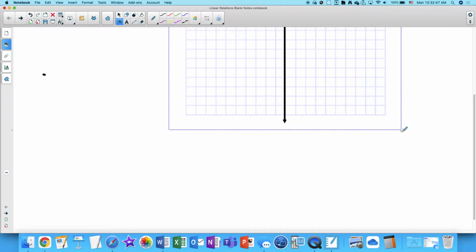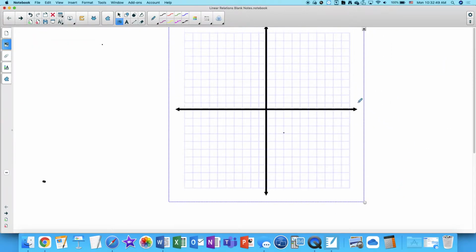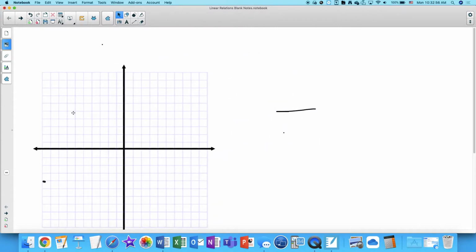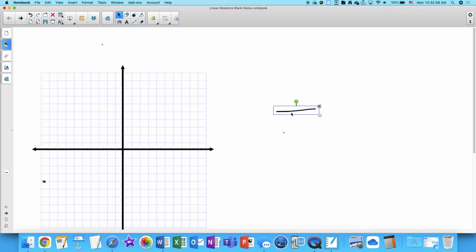But there was one thing that I forgot to put in there that we need to talk about. Okay. And really what we're focusing on today is we're going to talk a lot about slope.